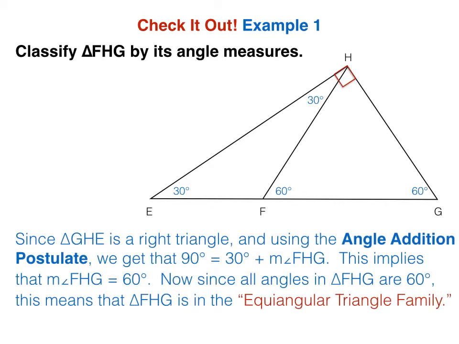Since triangle GHE is a right triangle, and using the angle addition postulate, we get that 90 is equal to 30 plus the measure of angle FHG. This implies that angle FHG is 60 by the subtraction property of equality. Now, since all the angles in triangle FHG are 60, this means that triangle FHG is in the equiangular triangle family.